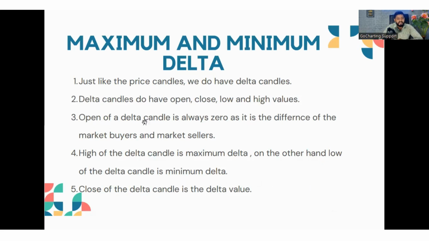Now, the open of a delta candle is always zero. Why? Because it is the difference of the buyers and sellers, and at the start of the candle, they both are the same. Okay. Now, the high of the delta candle is the maximum delta. On the other hand, the low of the delta candle is the minimum delta. And the close of the delta candle is the actual delta value of that particular candle.